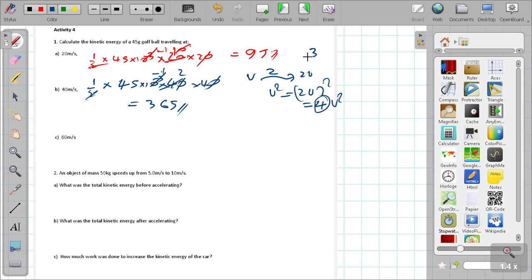If the speed increased by 3 times, what is the result? Can you guess? Without doing the full calculation, we can do it this way: 3 to the power 2 means 9. So it is 9 times the initial value, 81 joules. Did you get these answers?